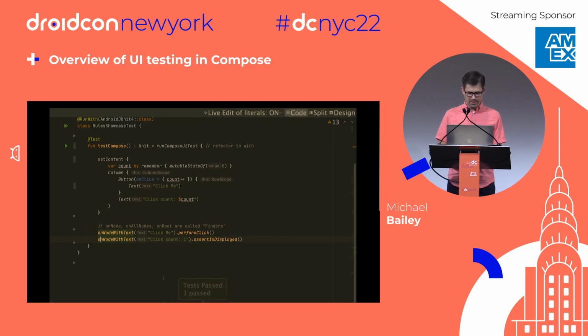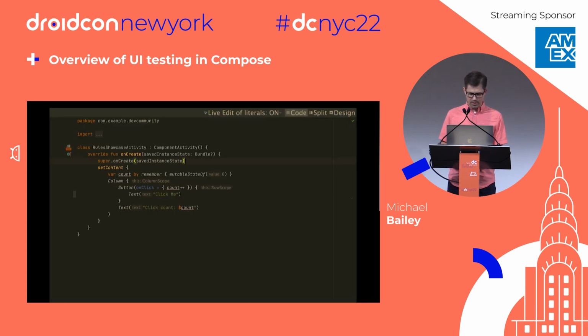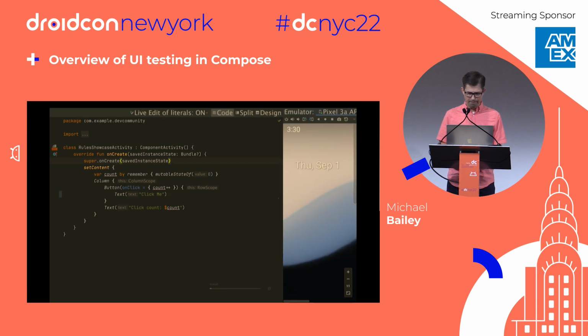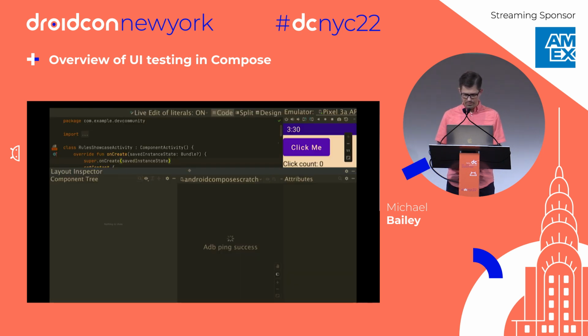All right, so what is it that we're operating on? Let's take a bit more look and understand a bit more about the semantic tree that's in play here. So we'll bring up the activity, which has the same code in it. Launch that in the emulator. Then we're going to pull up the layout inspector, which will attach to our UI. Zoom in here.